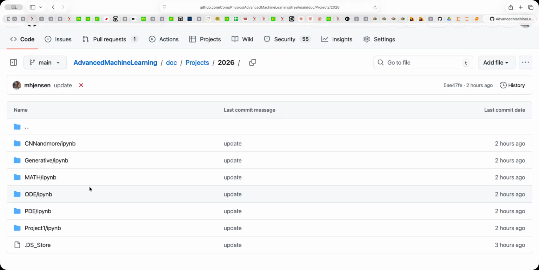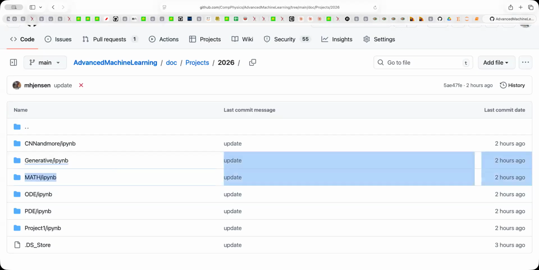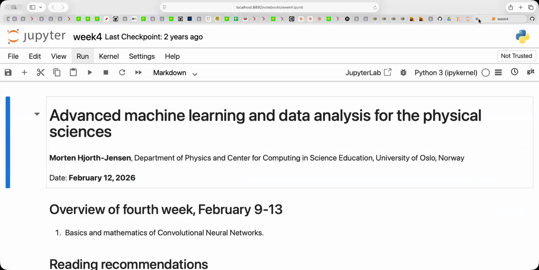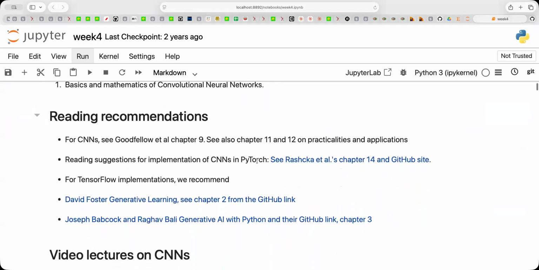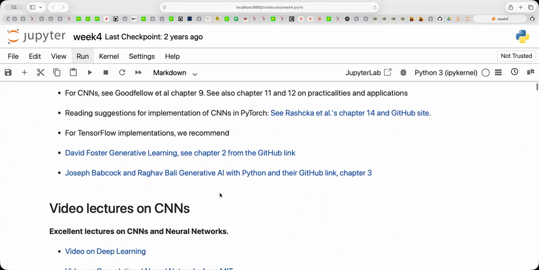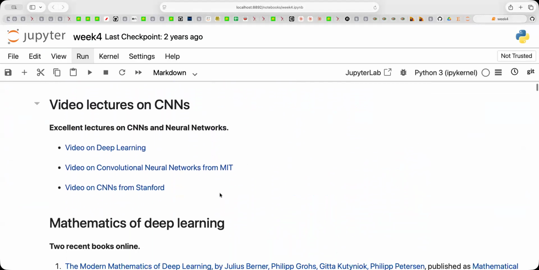So what I want to do now is to say something about the convolutional neural networks and the basic mathematics and the operations which we're going to deal with. I'm going to use a mix of the whiteboard and the Jupyter notebook, which you all have access to. There are some reading recommendations here, and clearly the book of Goodfellow et al. gives a pretty good introduction. There are some nice videos if you want to look at them.